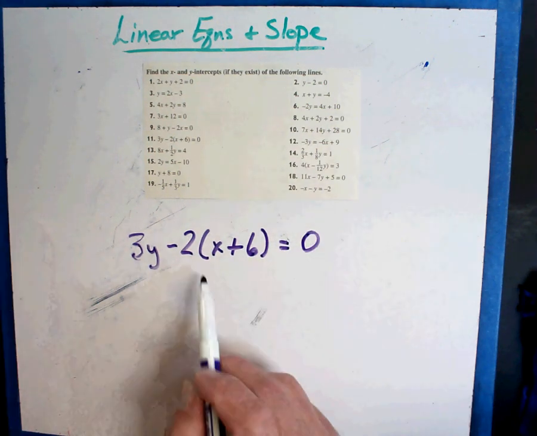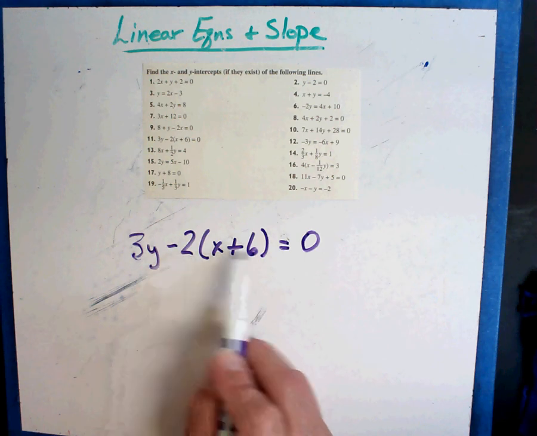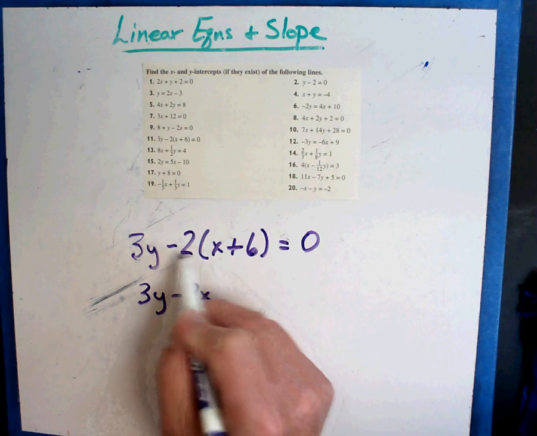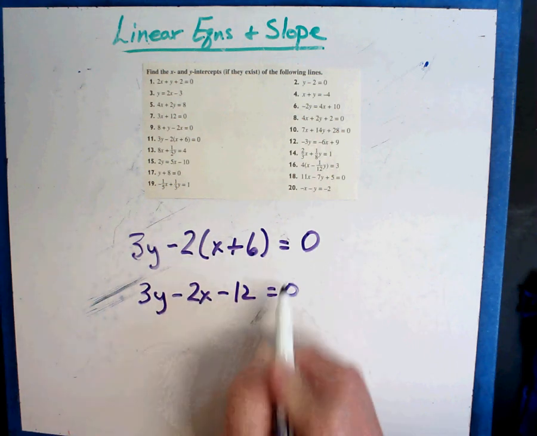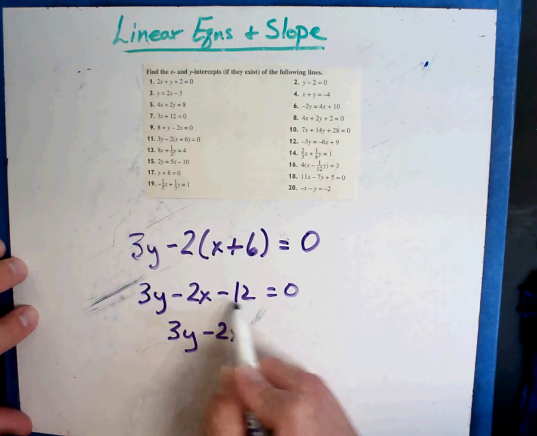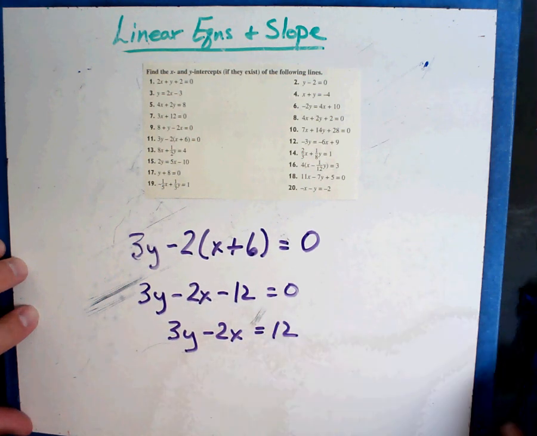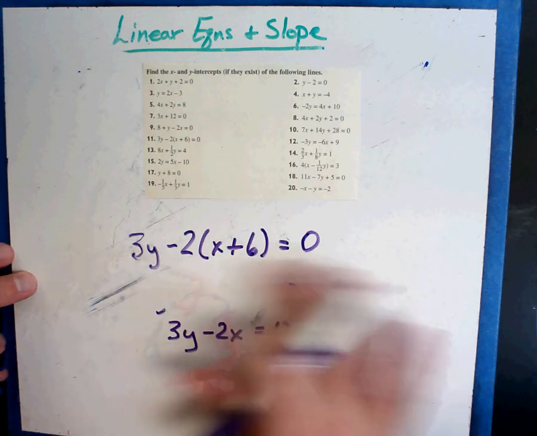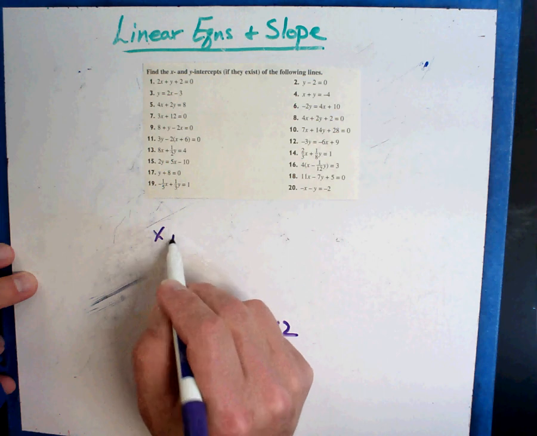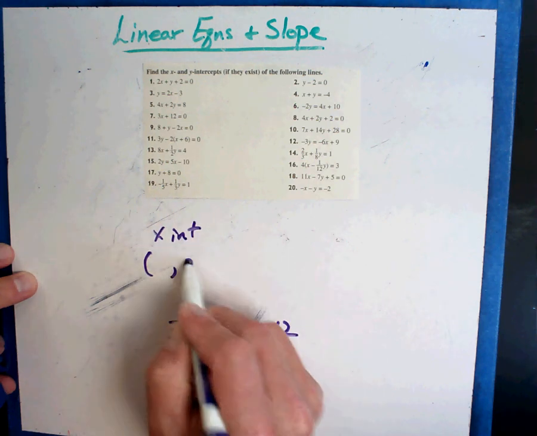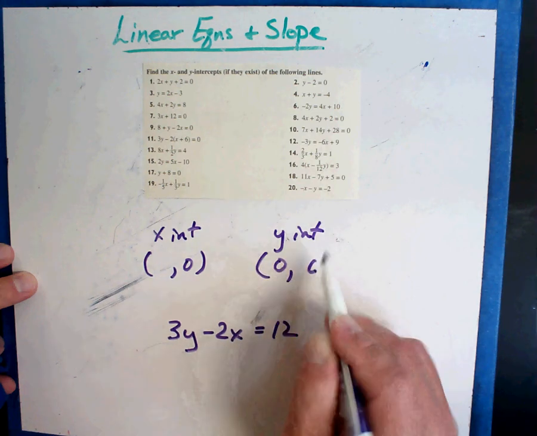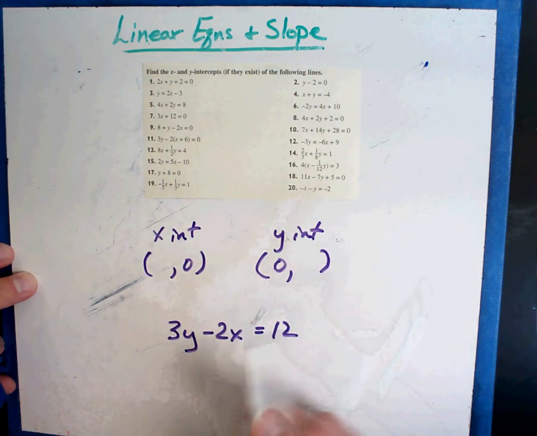First thing, I see something that doesn't look normal, so I'm going to go ahead and distribute that through. So I'm going to get 3y minus 2x minus 12 equals 0. Put it back in the form that we talked about a minute ago. Move that 12 over by adding. There's my equation. If my x-intercept is going to be something, 0, and my y-intercept is going to be 0, something, all I have to do is figure out those blanks. So let's do that real quick.